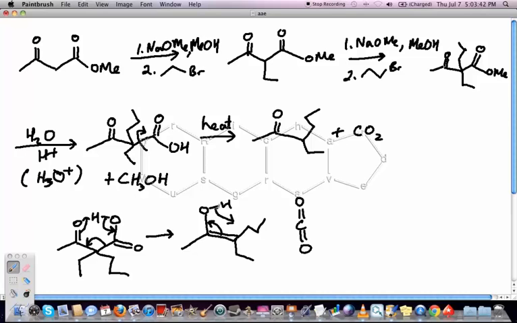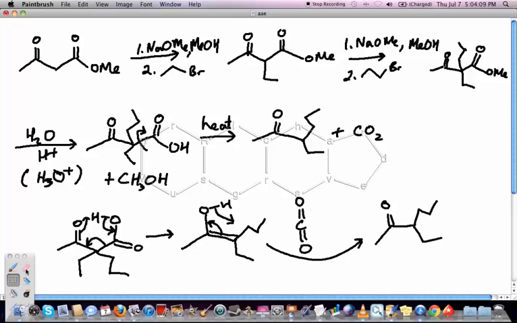So this arrow here is coming from the OH bond and going to the space between the C and the H, and that's how we're going to end up with our other product, which is the methyl ketone. Alright, so that explains what we're doing with the acetoacetic ester synthesis, the AAE synthesis.